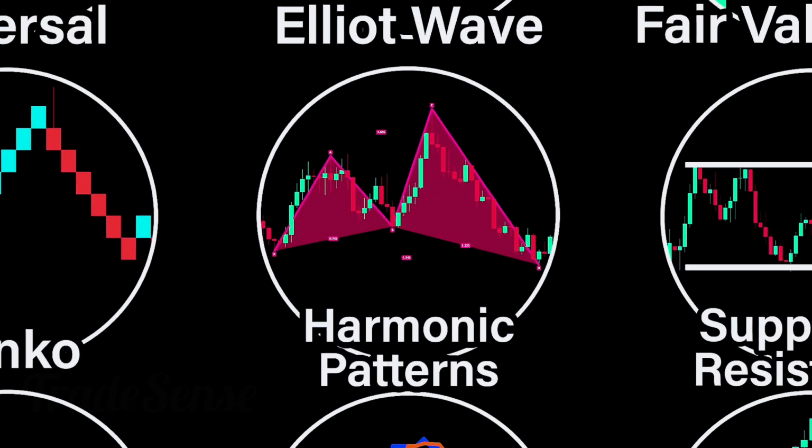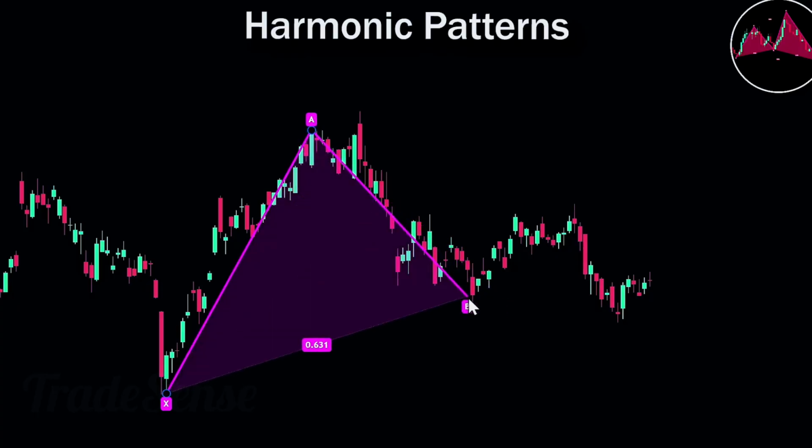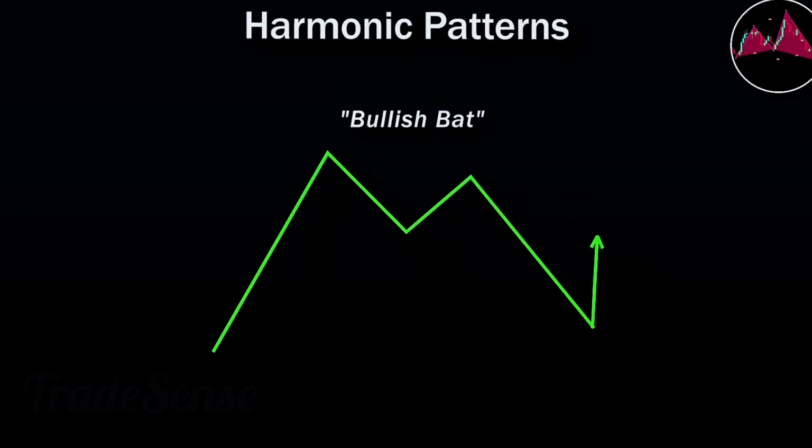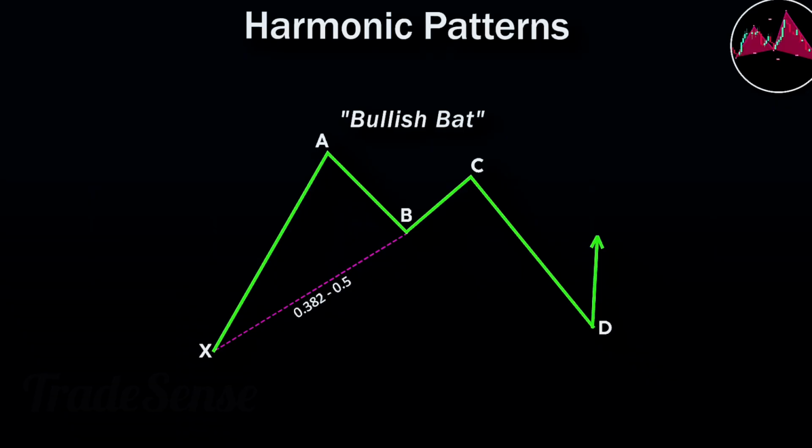Harmonic patterns. These are advanced price patterns that follow a specific shape based on Fibonacci numbers. Traders can then use these specific shapes to predict future price movements. For example, a bullish bat pattern is formed when price makes a series of 4 movements that is shaped like the letter M. Each point can be labeled as X, A, B, C, and D, and each of these points has a specific guideline. For example, point X to point B needs to have a value between 0.382 and 0.5.